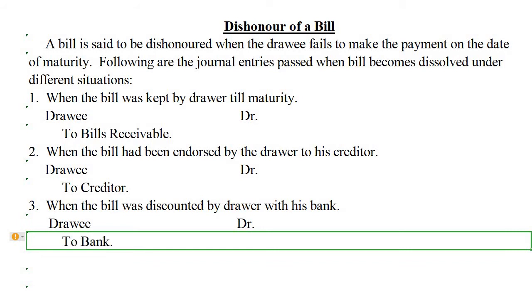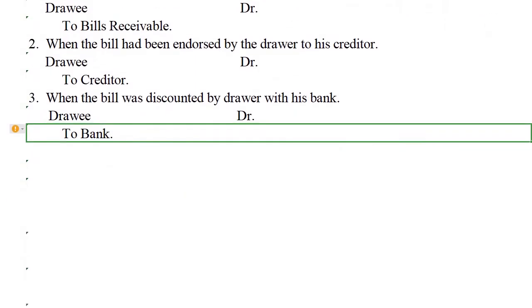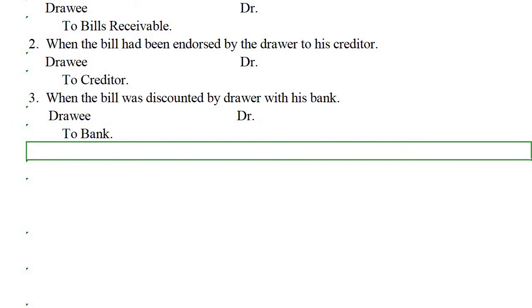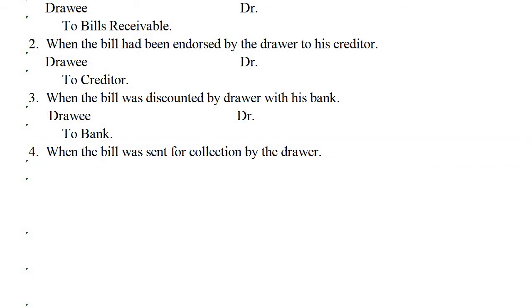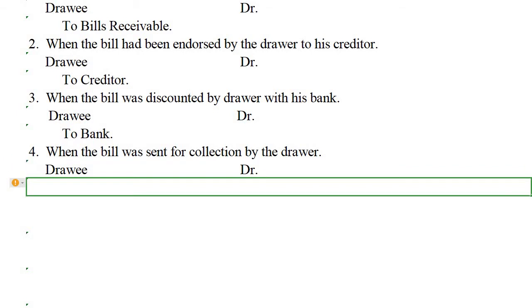Okay. Then let us see the next case. Fourth case. What is the fourth case? When the bill is sent for collection. When the drawer sends the bill for collection, then the drawee has to give the money. That money he has to give us, isn't it? Against the bill he sent for collection.